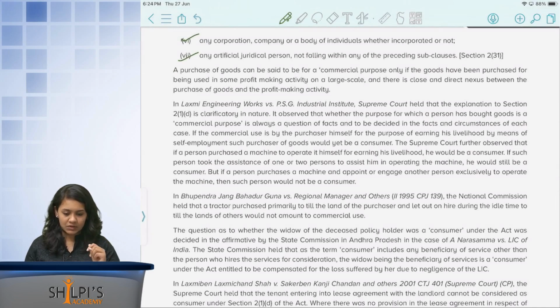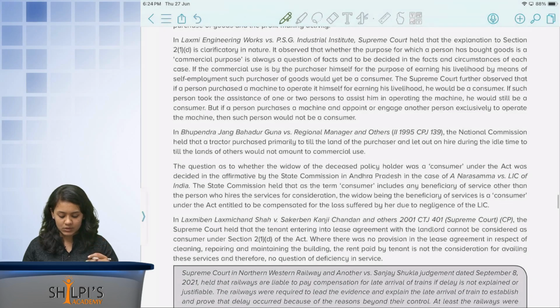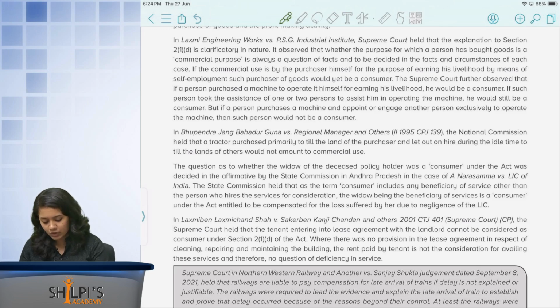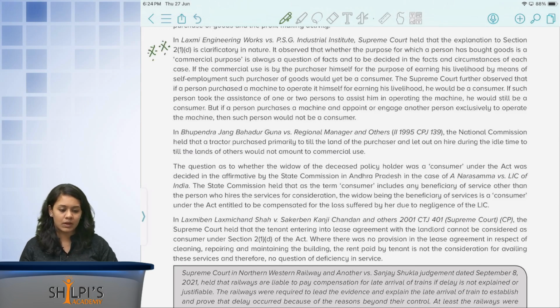Why I call this definition very important is because there are multiple case laws over here with regards to who a consumer is and how the courts have interpreted the same. I will call this very important because these are the facts that will come as a practical question in your exam paper, and I will tell you how exactly they will ask the question.